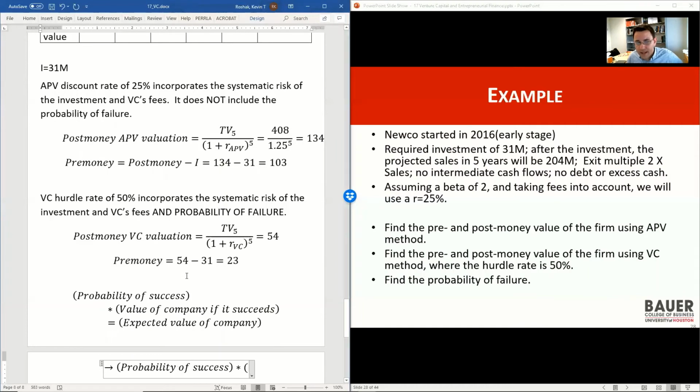What is the value of the company if it succeeds? Well, that's this 134. That's the APV valuation. Remember that the 25% discount rate here did not include the probability of failure. So when we used it, we were pretending that we expected it to succeed.